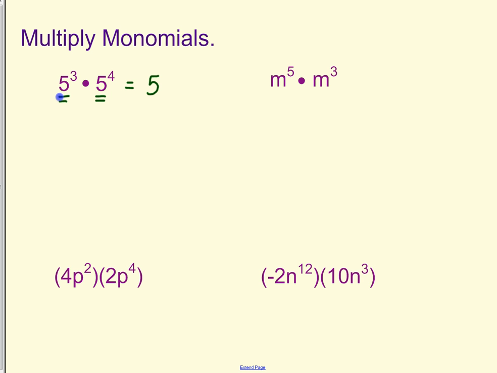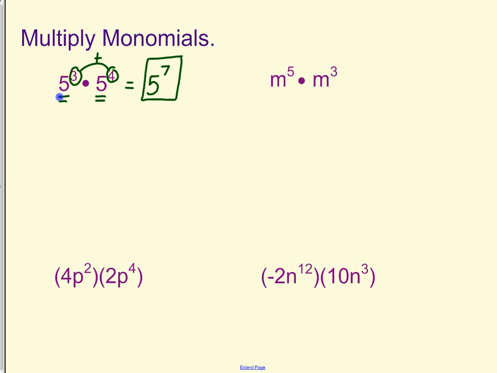But we can do something with the exponents. So you keep the same base and you are going to add your exponents. So 3 plus 4 is 7. And we get 5 to the 7th power. It's so fast and wonderful and awesome.